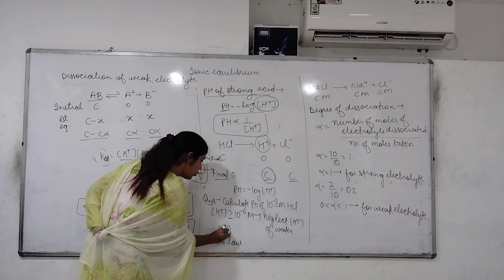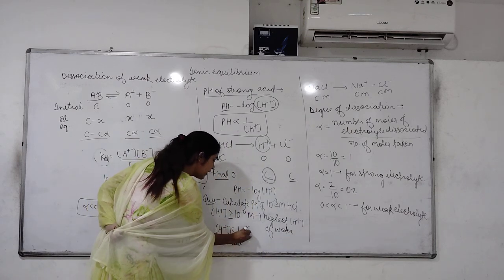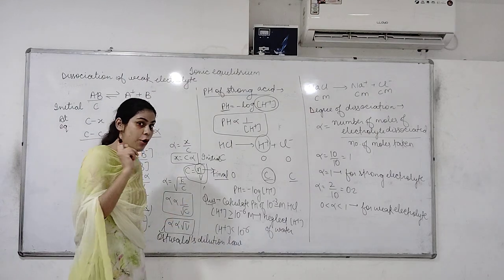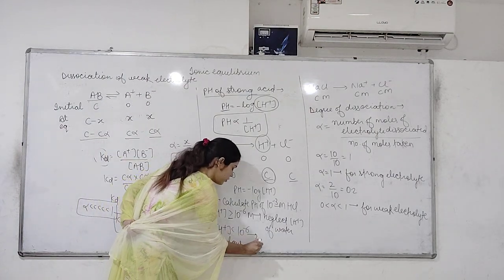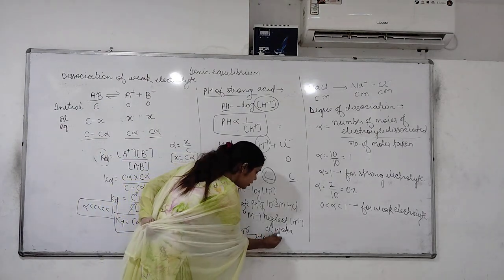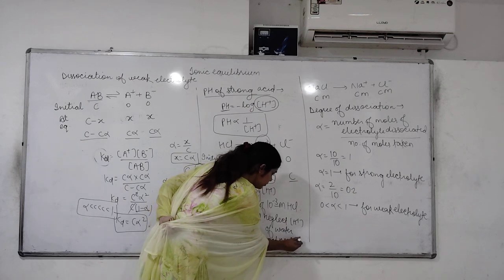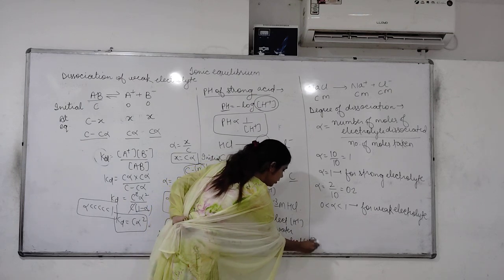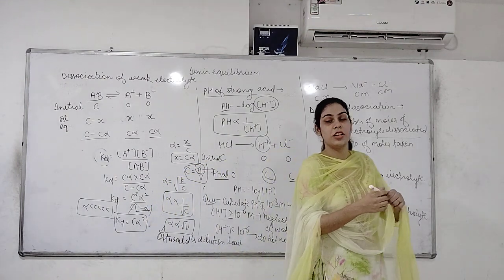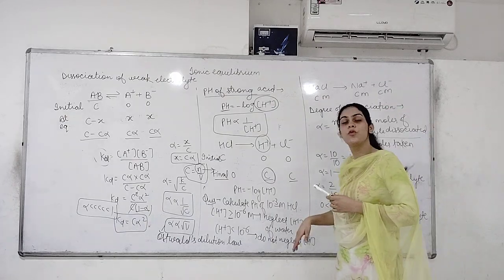If the concentration of H positive ion is less than 10 raised to power minus 6, you cannot neglect H positive of water. You have to consider that. You have to take into consideration the H positive ions present in water.